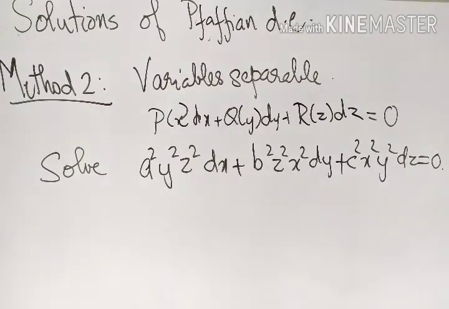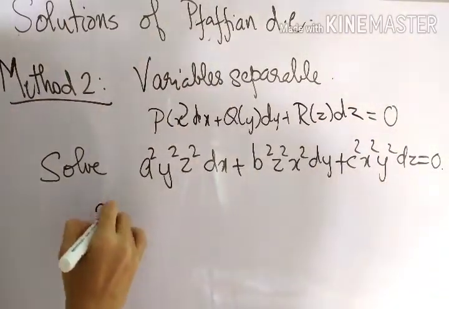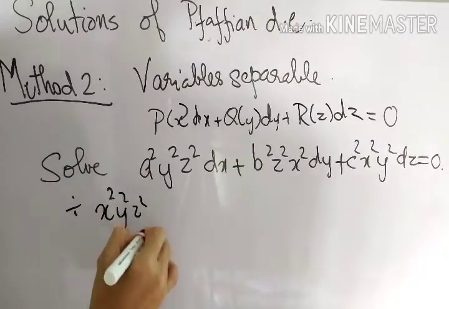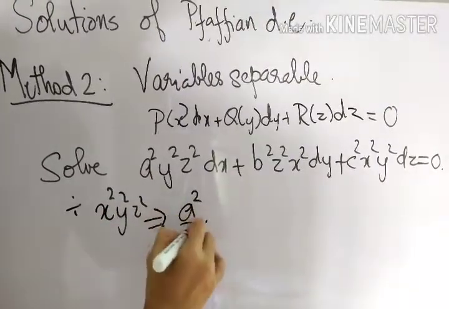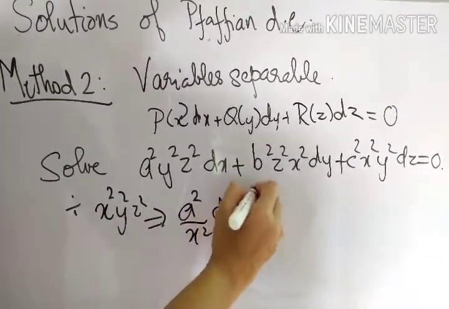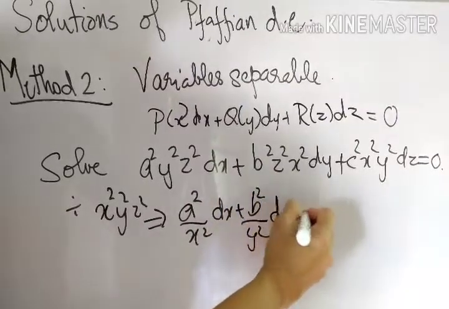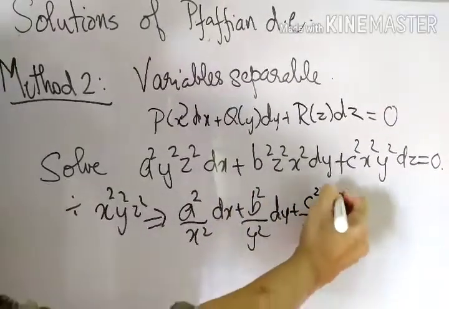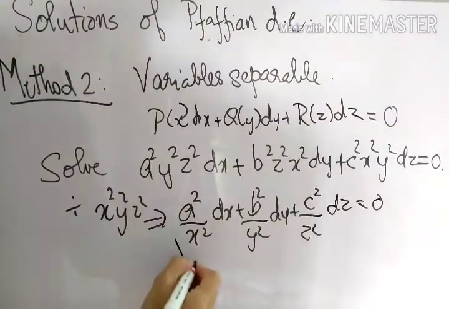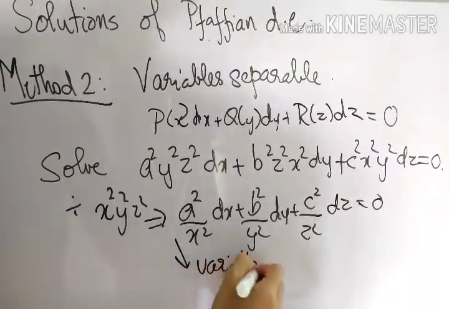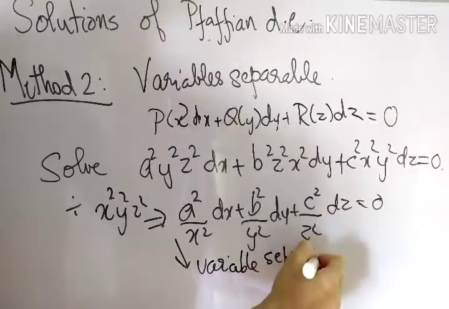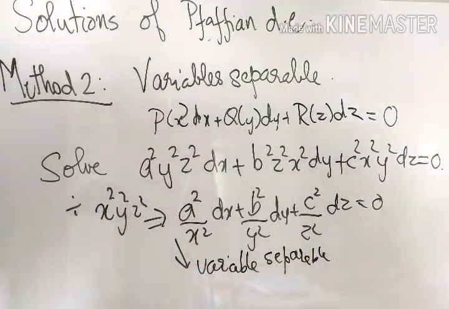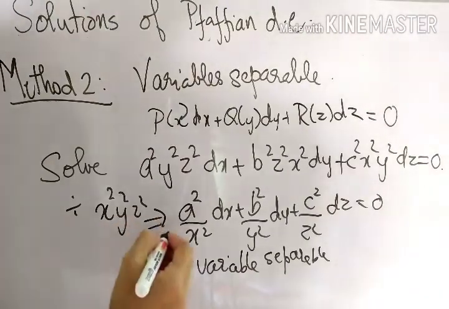Let's try dividing the full equation by x square y square z square, which will lead to a square by x square dx plus b square by y square dy plus c square by z square dz is equal to 0. Now this is of the variable separable form, because along with dx you have functions of x alone, along with dy you have functions of y, and along with dz you have functions of z. Okay, now this is easily integrable.